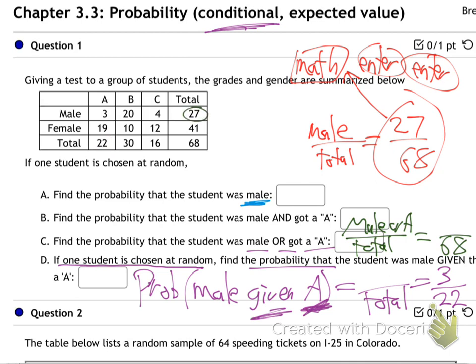Yeah, 27 males total, right? You could just add these 3 up if you want. It's 27. Plus the 19. So that's just like the other ones we did, right? 27 plus 19 over 68. Whatever that comes out to be.